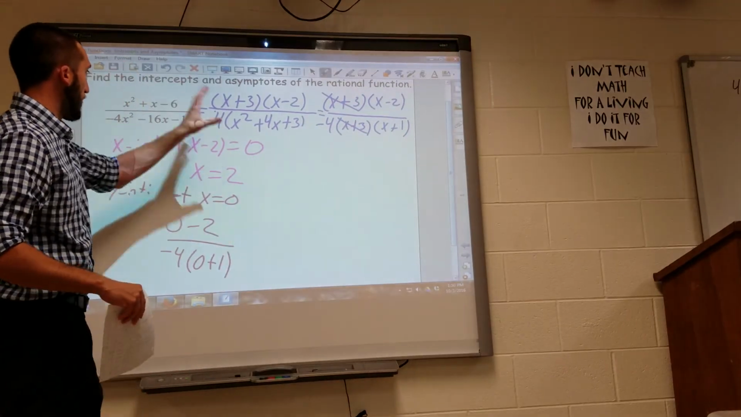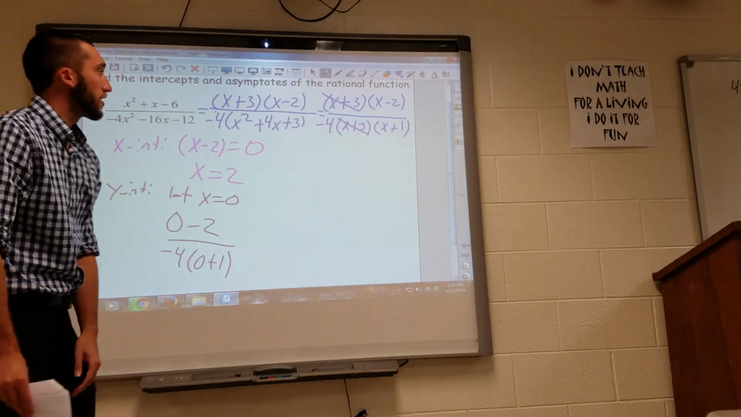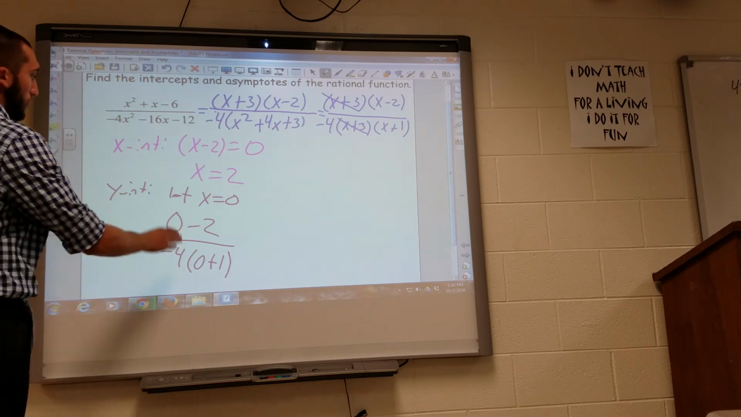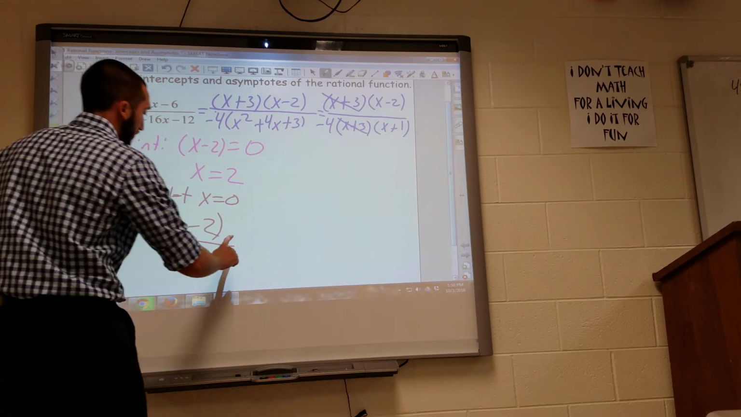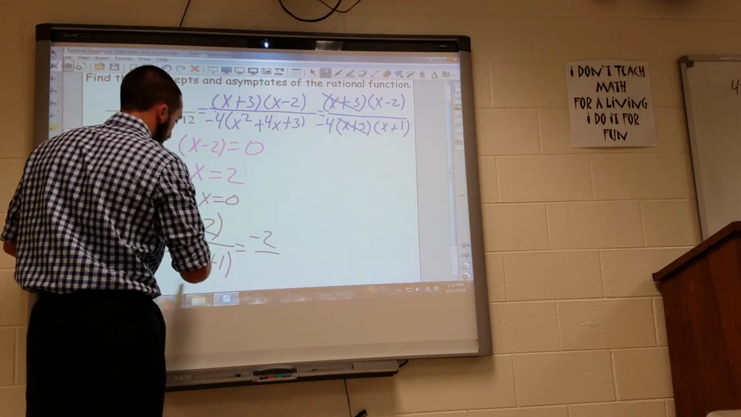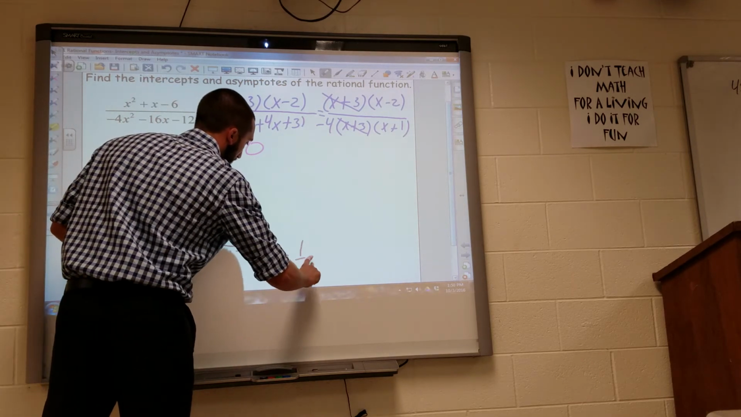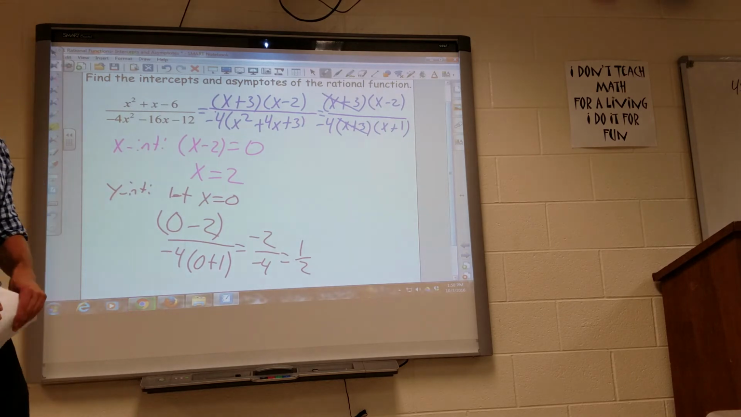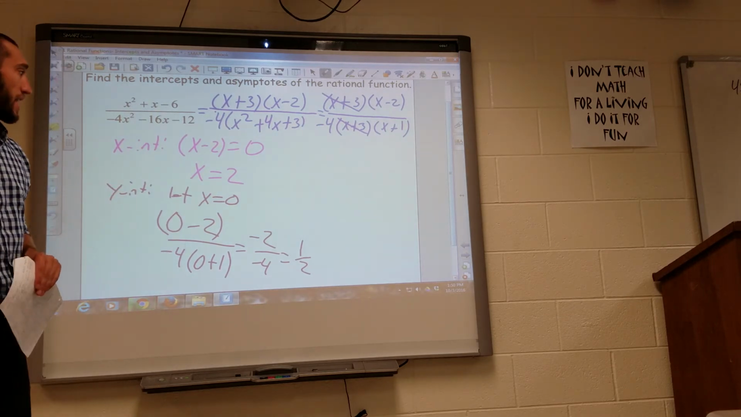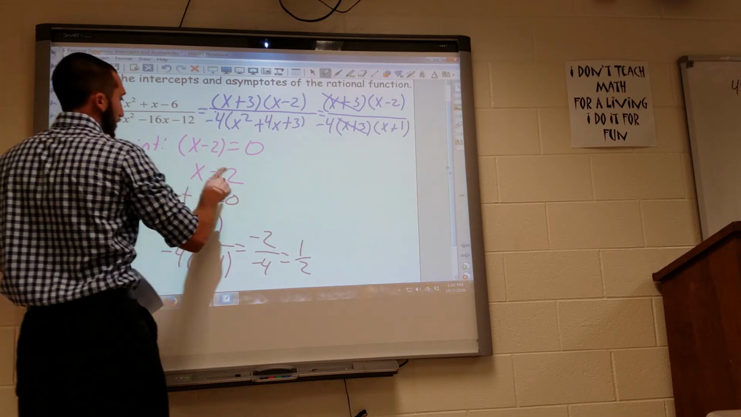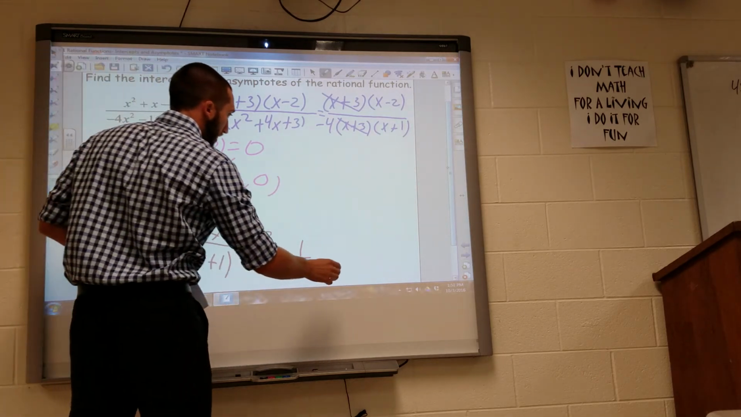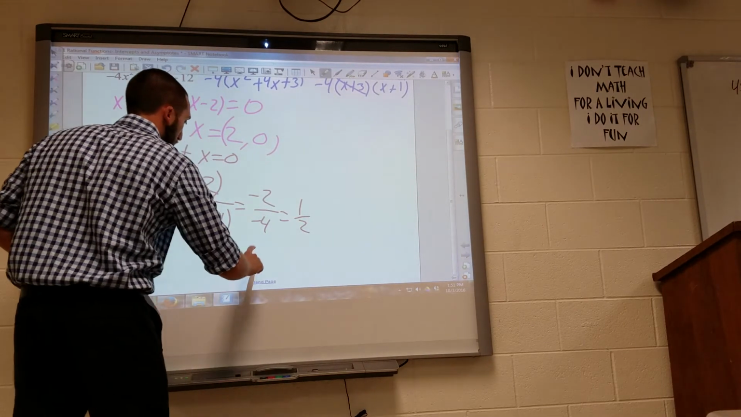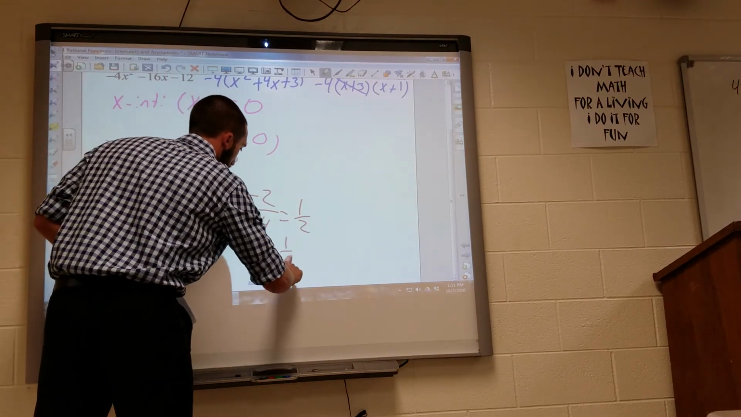Right, because I'm not worried about plugging it all in here. I've canceled those common factors. So I plug a 0 into the numerator for x, plug a 0 in the denominator for x. That gives me negative 2 over negative 4, which is a positive 1/2. So that means it's going to cross my y-axis at 1/2. So again, my y-intercept will be the point 0, 1/2.